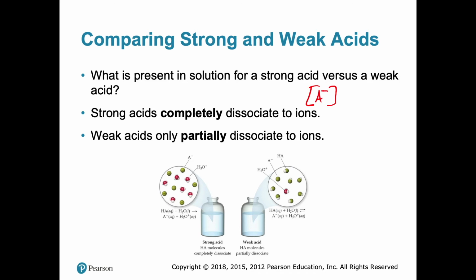And you see here that in a strong acid, there's 1, 2, 3, 4, 5, 6 of the conjugate base, and then 1, 2, 3, 4, 5, 6 of the conjugate acid, which is the hydronium. So every single ion of this acid broke apart into its conjugate base and made H3O.